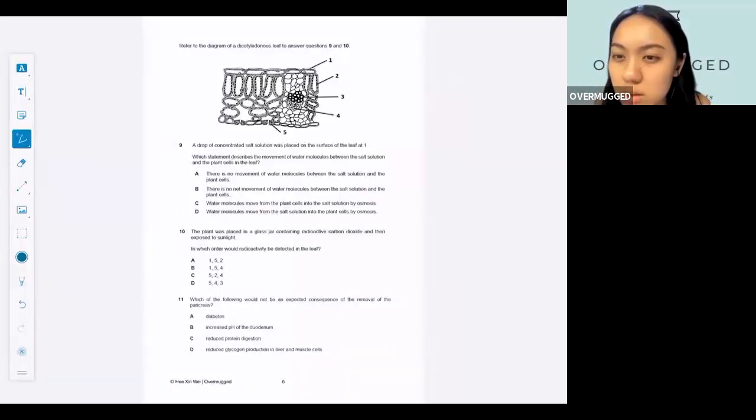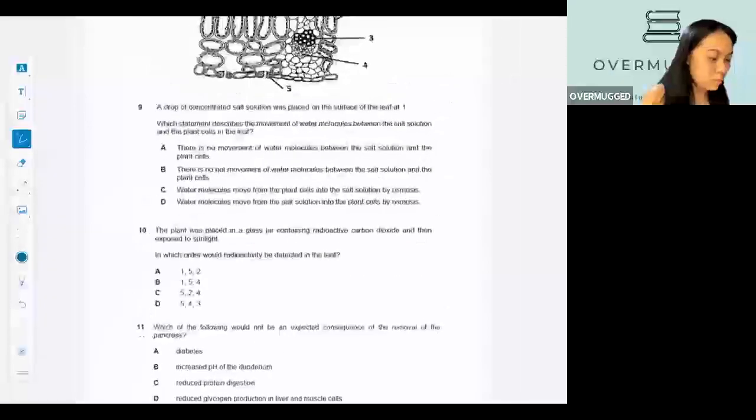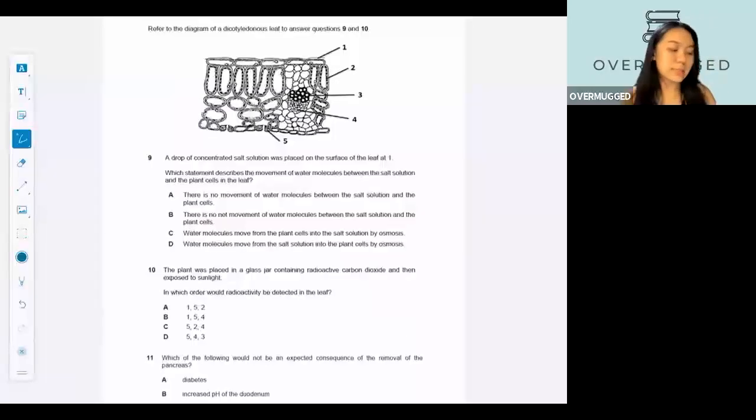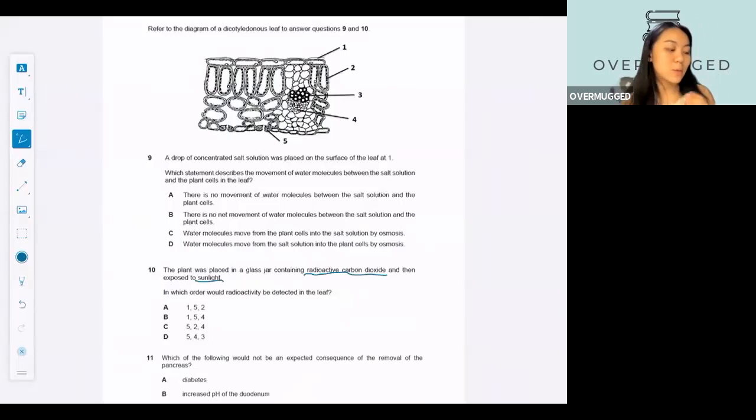Question 10 is asking: when the plant was placed in a glass jar containing radioactive carbon dioxide and then exposed to sunlight, in which order would radioactivity be detected in the leaf? So ask yourself, what is carbon dioxide used for in this plant? Of course, when you think of carbon dioxide, you think of photosynthesis.